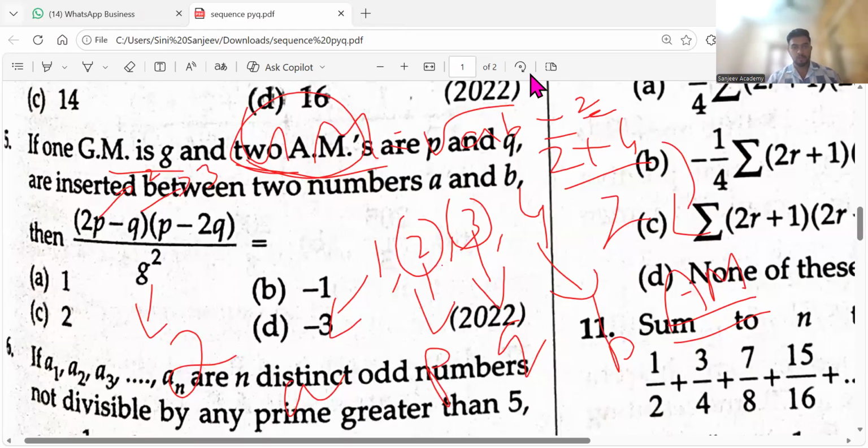Very good, sir. Superb. So B is the right option for this. Good.